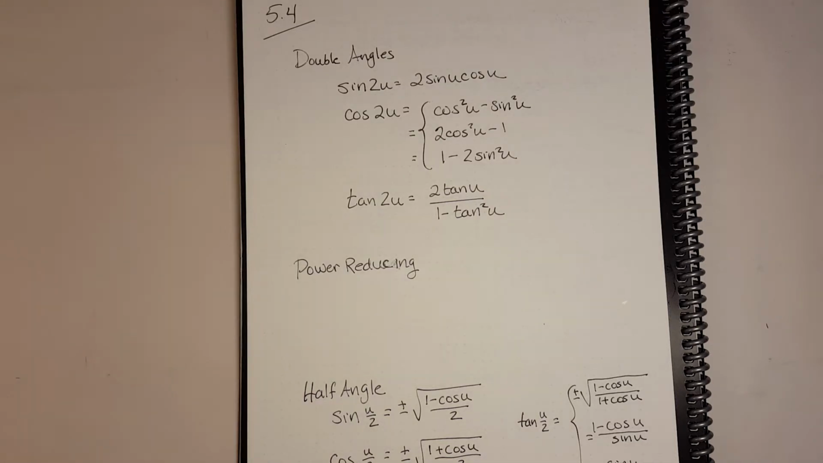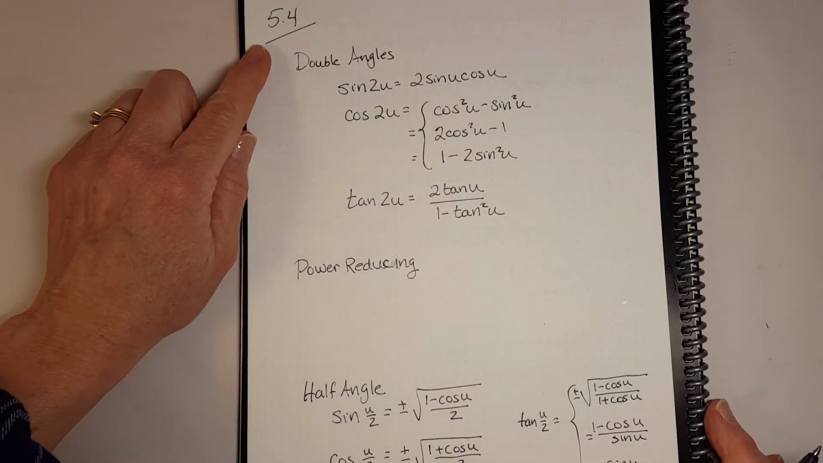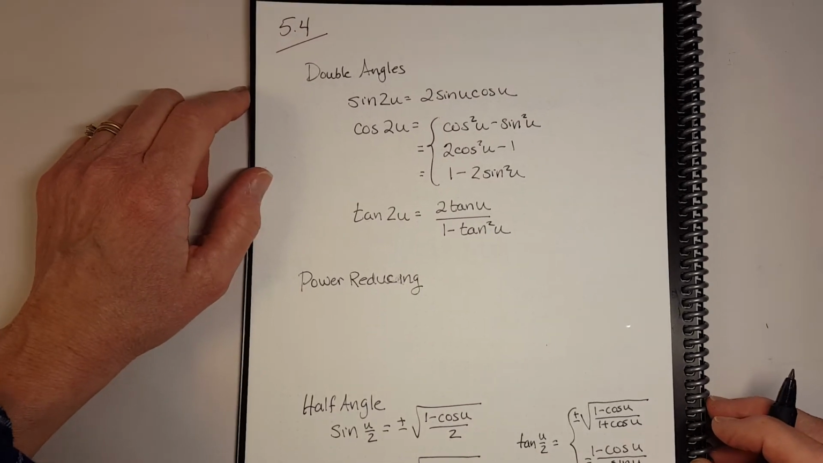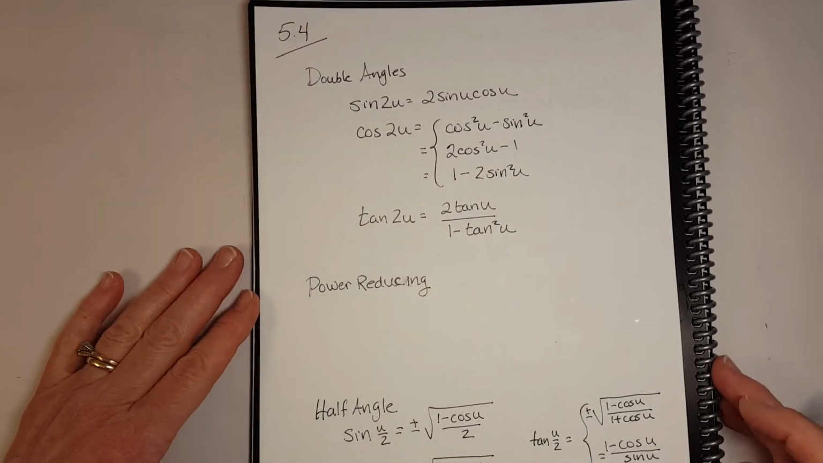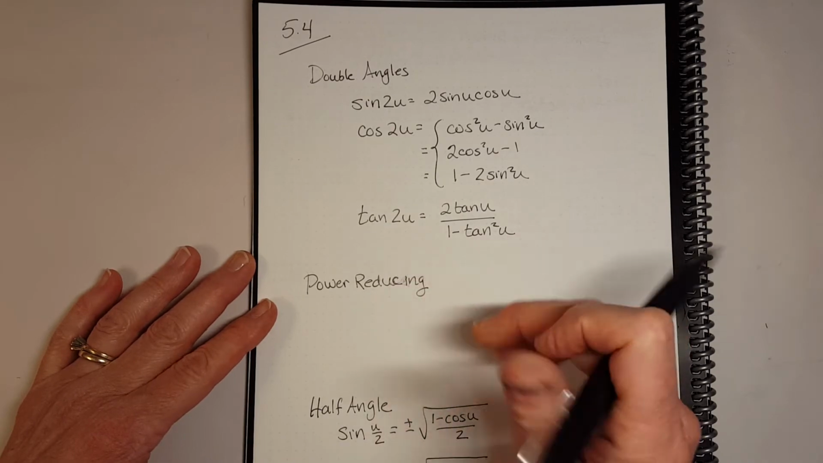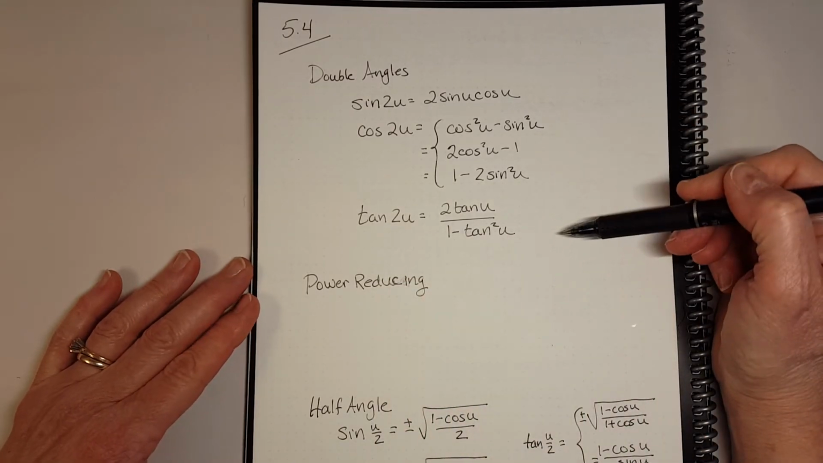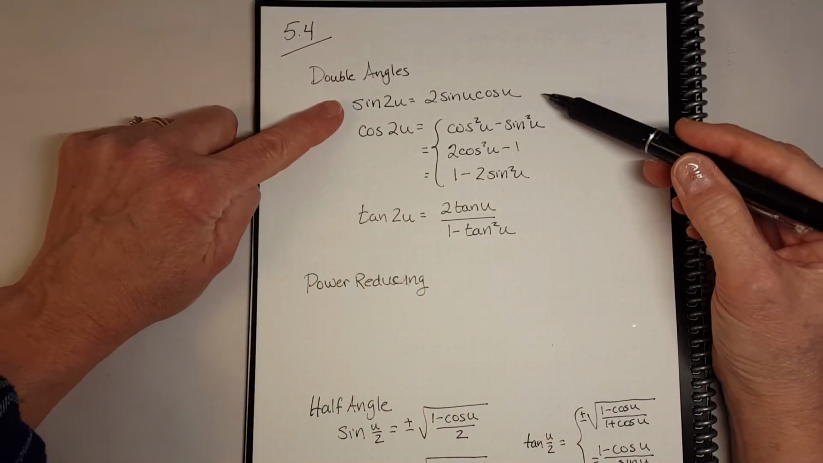Okay, in this video we're going to go through section 5.4, and this is the last section in the identities. So just a little bit more practice with identities. Nothing really too new, but just some more identities that we can use. So the double angle identities.